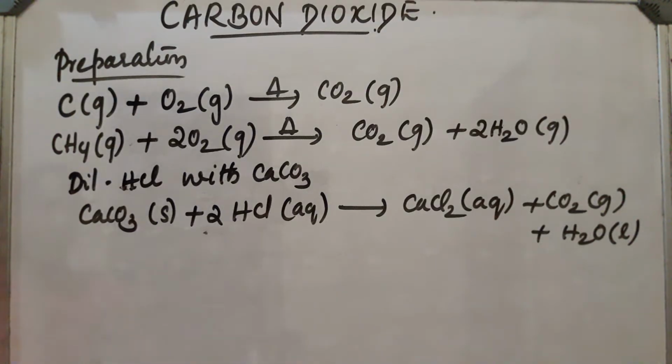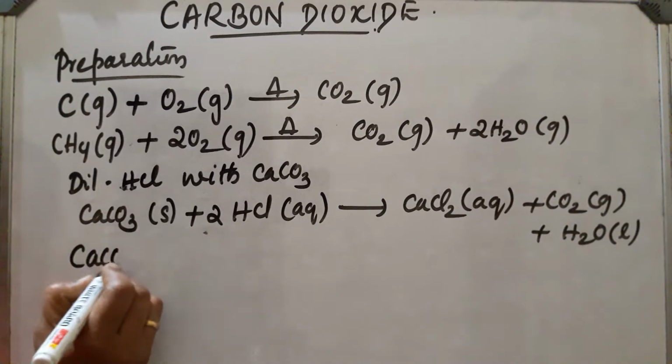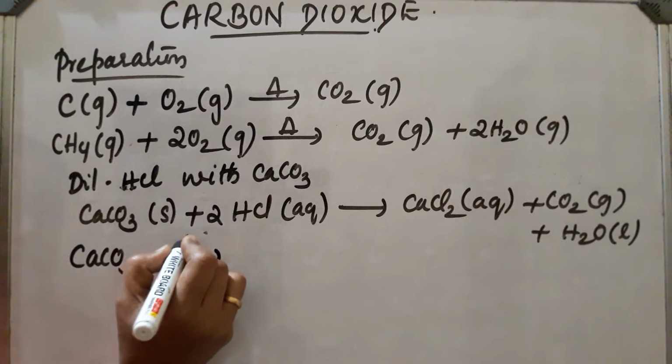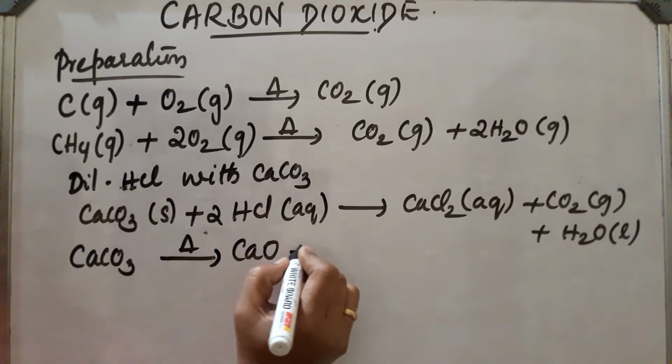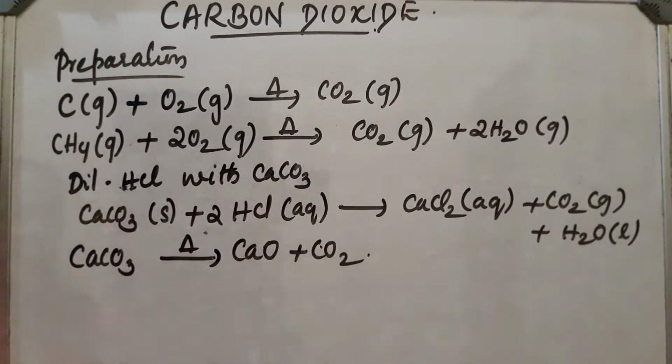Next preparation is on a commercial scale. Commercial scale carbon dioxide can be prepared by heating limestone, that is CaCO3. On heating, it gets converted into calcium oxide and carbon dioxide gas is evolved. So, these are the different methods of preparation.